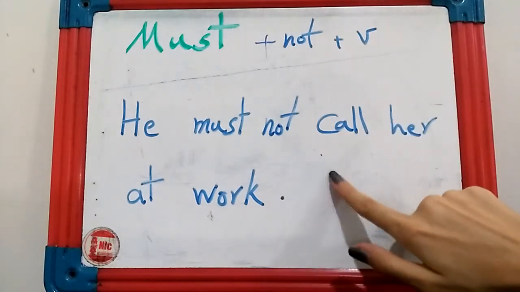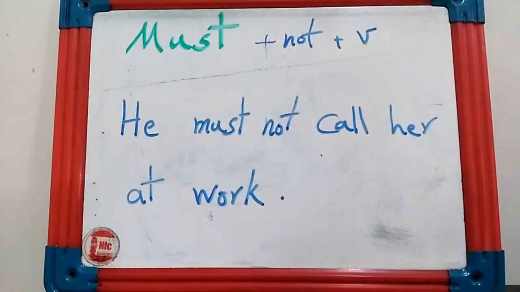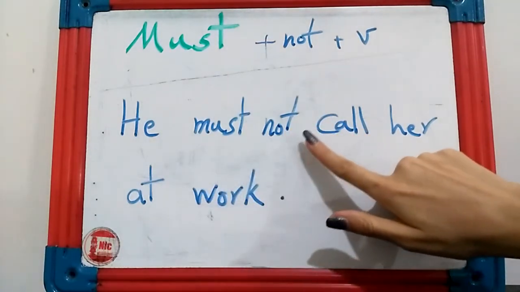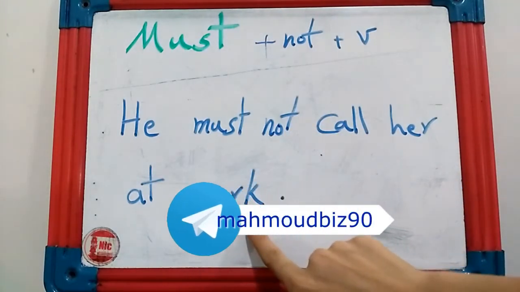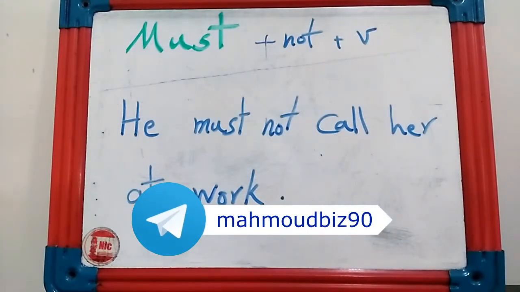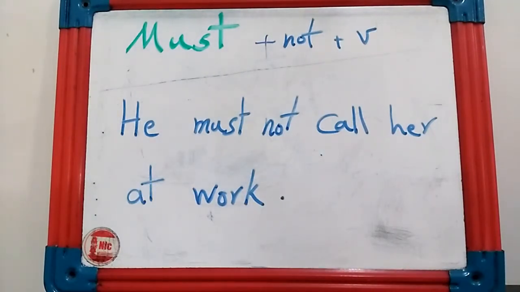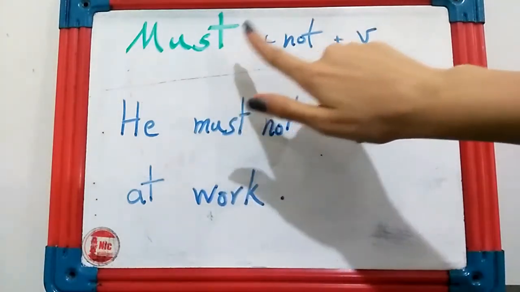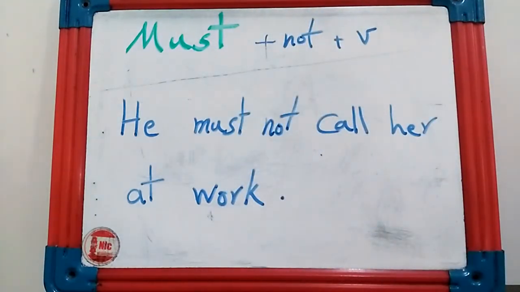Okay, look at the example that I wrote for you. He must not call her at work. او نباید زنگ بزنه بهش سر کار. What does it mean? It means that he can't call her at work. It's necessary that he doesn't call her at work. ضروریه، واجبه که وقتی سر کاره بهش زنگ نزنه، باهاش تماس نگیره. So pay attention: must plus not plus verb.